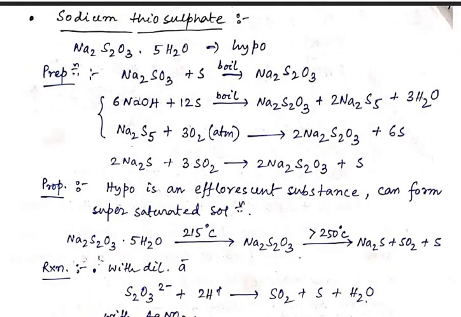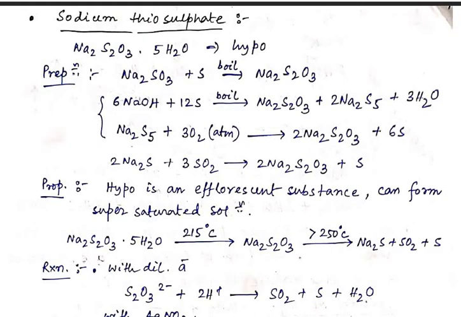Next we are going to sodium thiosulfate. Sodium thiosulfate is also a very important thing to know. Sodium thiosulfate means Na2S2O3, and when that Na2S2O3 is attached with 5 molecules of water, then it is known as hypo, H-Y-P-O, that is hypo. So how can we prepare the sodium thiosulfate?